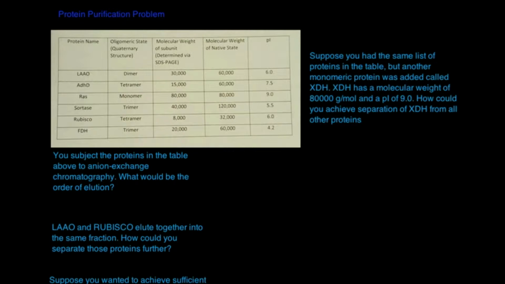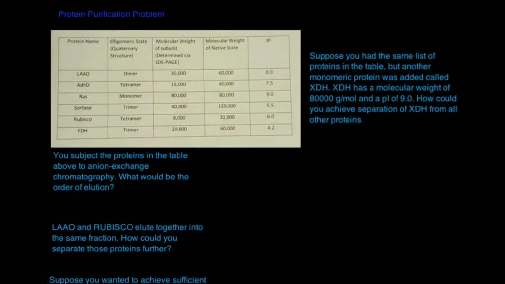Also, the full molecular weight of each subunit is given. And then also the molecular weight of the total protein when you combine all the subunits, so the native state molecular weight is given. And then also the PI, or the isoelectric point. And the type of protein purification problem we're looking at is a separation problem.